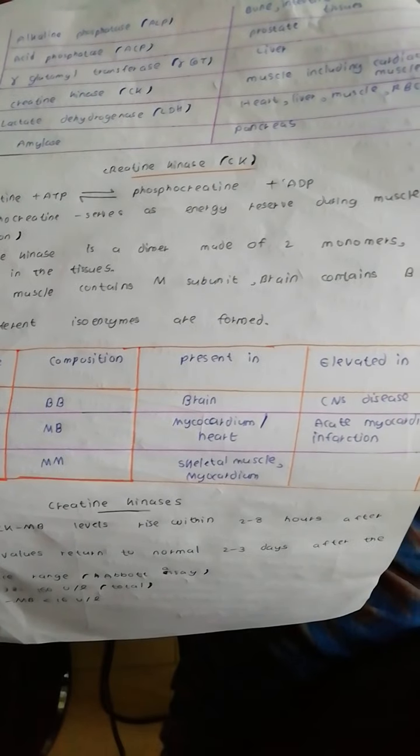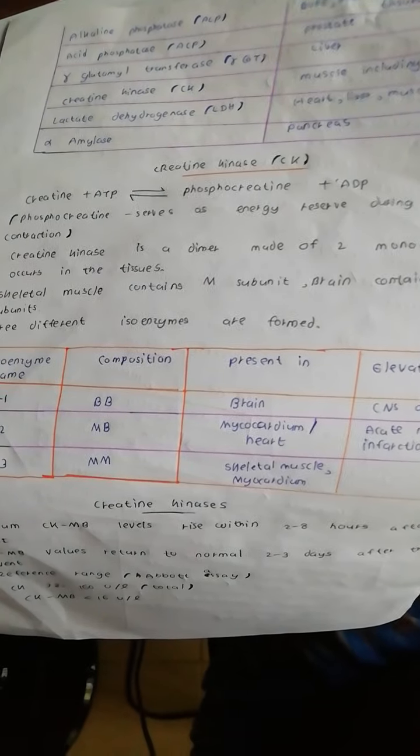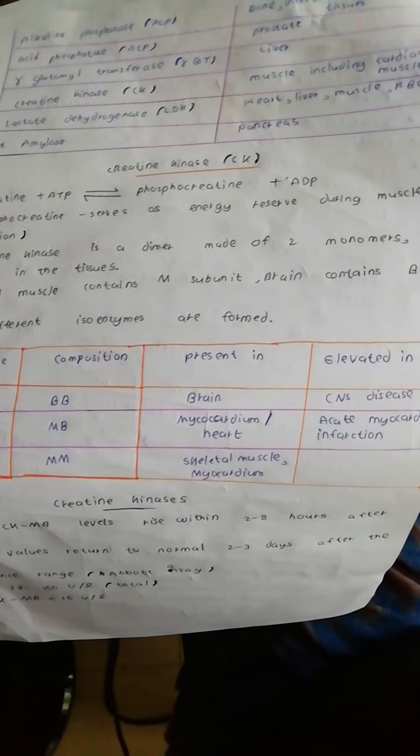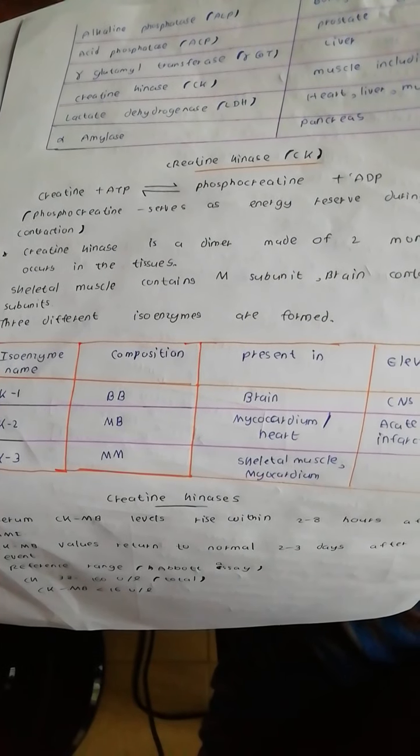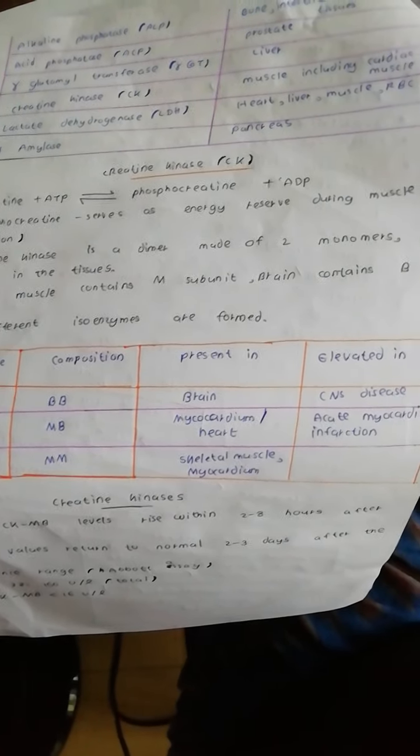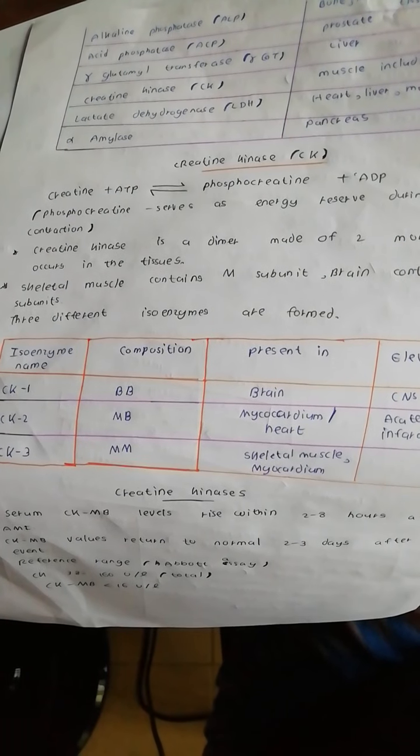Phosphocreatine serves as an energy reserve during muscle contraction. Creatine kinase is a dimer made of two monomers, occurring in the tissues. Skeletal muscle contains the M subunit, and brain contains the B subunit. Three different isozymes are found.